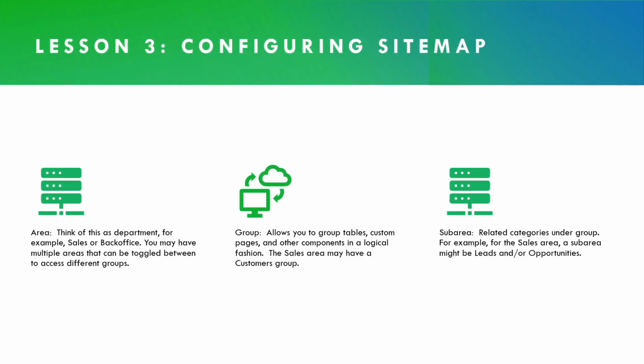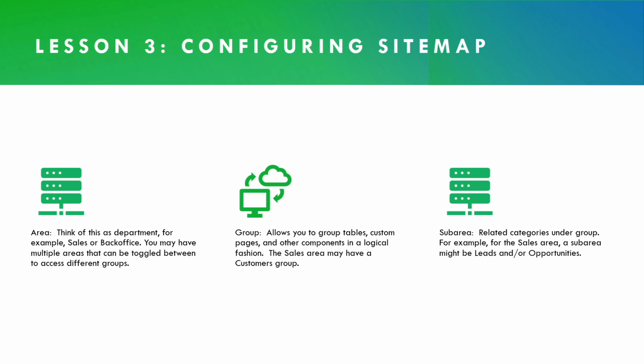Before we begin configuring our sitemap for our phone call tracking log, we are going to learn about the three areas here. There are three different sections when you're configuring a sitemap. There's the area, which you can think of like a department. In our example, we're going to use back office for our area. It could also be something like sales. You can have multiple areas in a model-driven app, and you can toggle between them to access different groups.